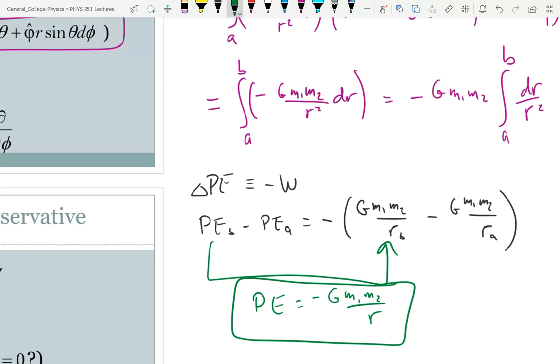And as always, we could put plus a constant with it. We don't. We just put a 0 for the constant. So that's how we get the gravitational potential energy for the general gravitational force. First, we had to check to make sure that it was conservative. Then we went ahead and did the calculation because it was conservative.